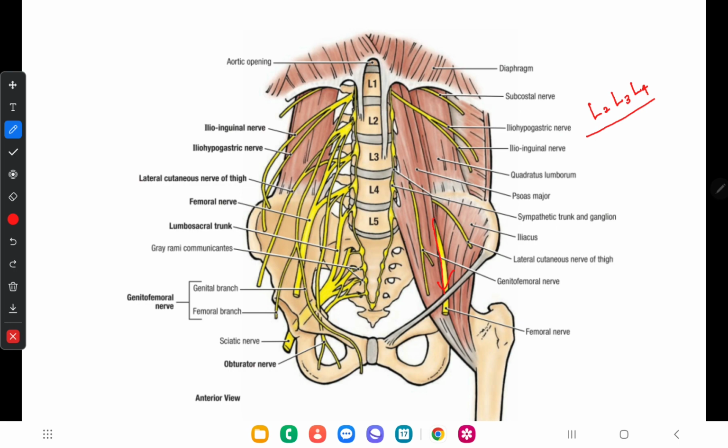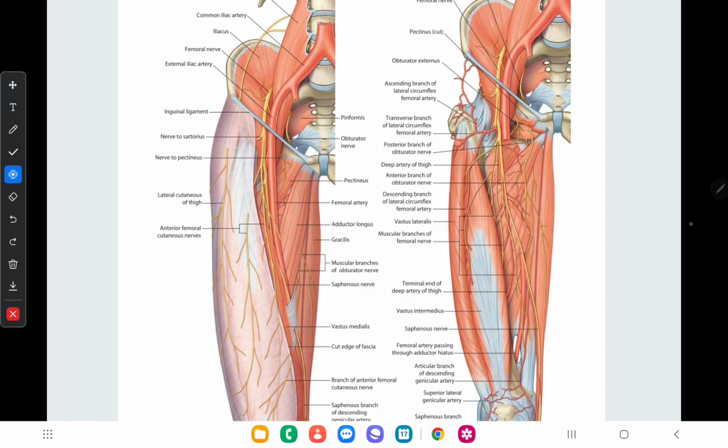Then it passes downwards in between the psoas major muscle and the iliacus muscle. Then it lies behind the iliacus fascia and enters the thigh lateral to the femoral artery. Here you can see it enters the thigh lateral to the femoral artery. This is the femoral artery and it is lateral to the femoral artery.